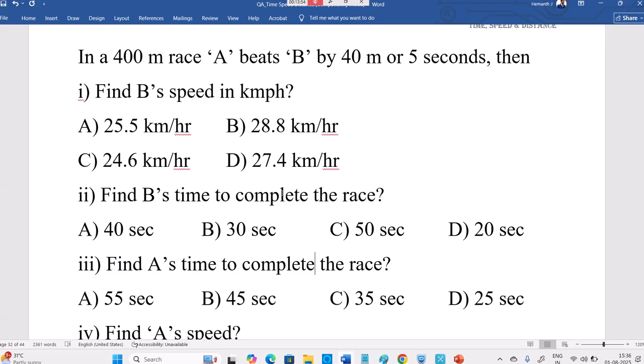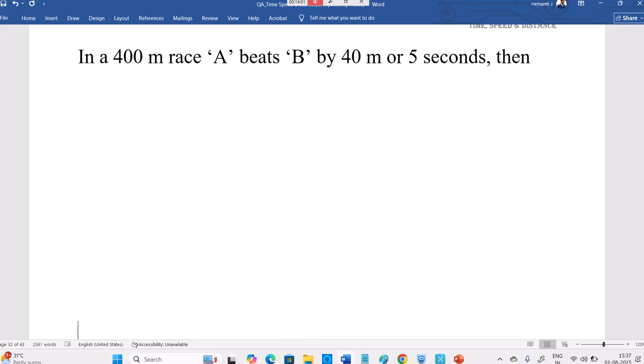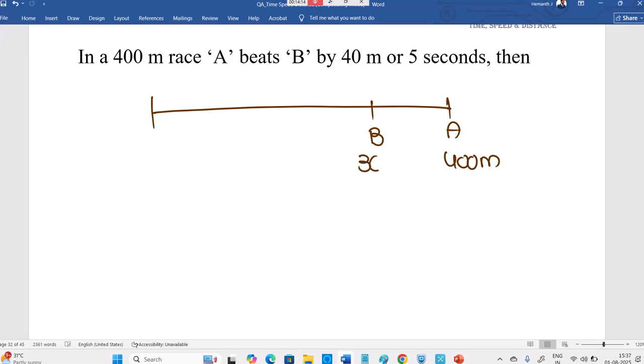Sir, how can I get B's speed? My dear friend, now split the question. In a 400-meter race, A beats B by 40 meters. What's the meaning? A is at 400 meters, B is at 360 meters. This is with respect to which statement? A beats B by 40 meters.